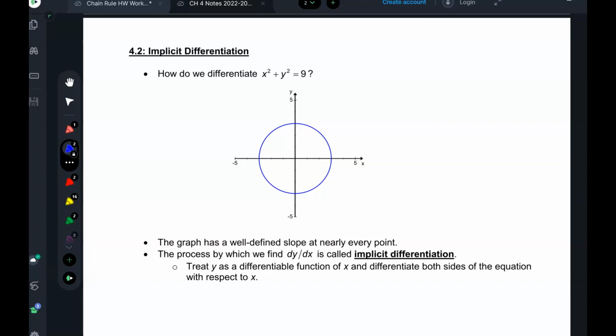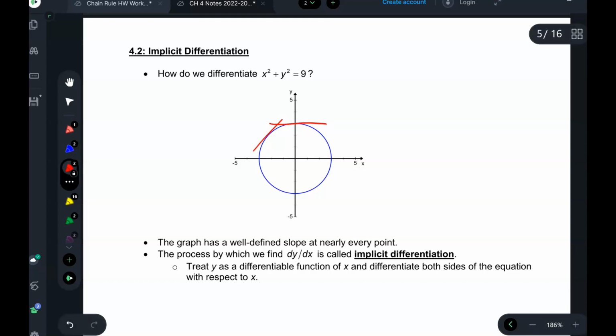Okay, but does it have a derivative? Can you find the slope there? It's 0, right? Can I find the slope here? Yes. But what happens here and here? It doesn't exist. That's an undefined slope, so it won't have a derivative there, but it has a derivative everywhere else.